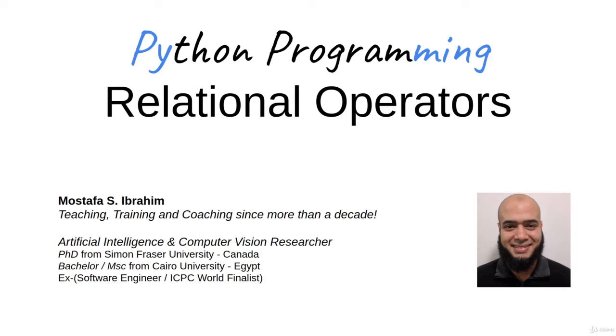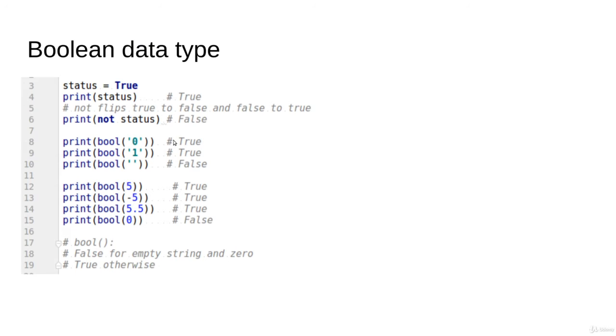The relational operators are all about the relations and all about the Boolean true and false. Remember, there is a Boolean data type which is only true or false. Now let's try to see how it works. To initialize a variable to true, you write status equal True with a capital T. Remember, the T is capital. If you try to print status, it will print True.